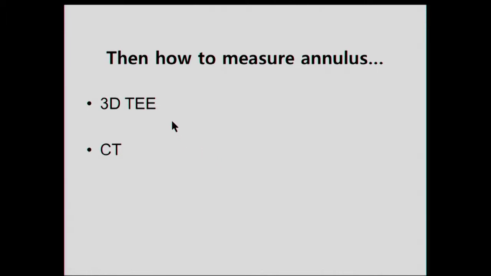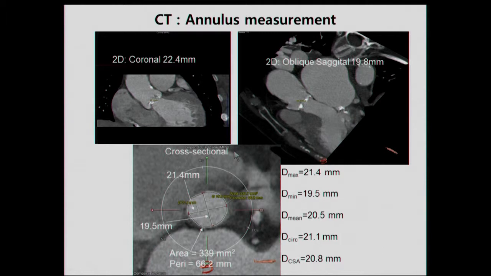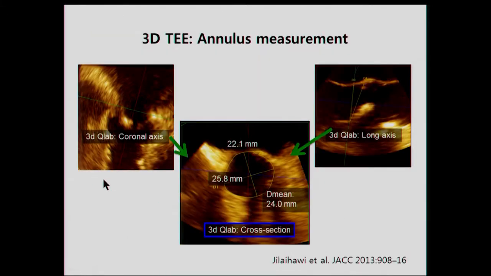Then, how can we measure the annulus? 3D imaging modalities such as 3D TE and CT have been suggested to solve this problem. Cross-sectional CT can measure the diameters and area information of the annulus. With 3D TE, multiplanar analysis of the 3D volume makes it possible to measure the diameters and area information.